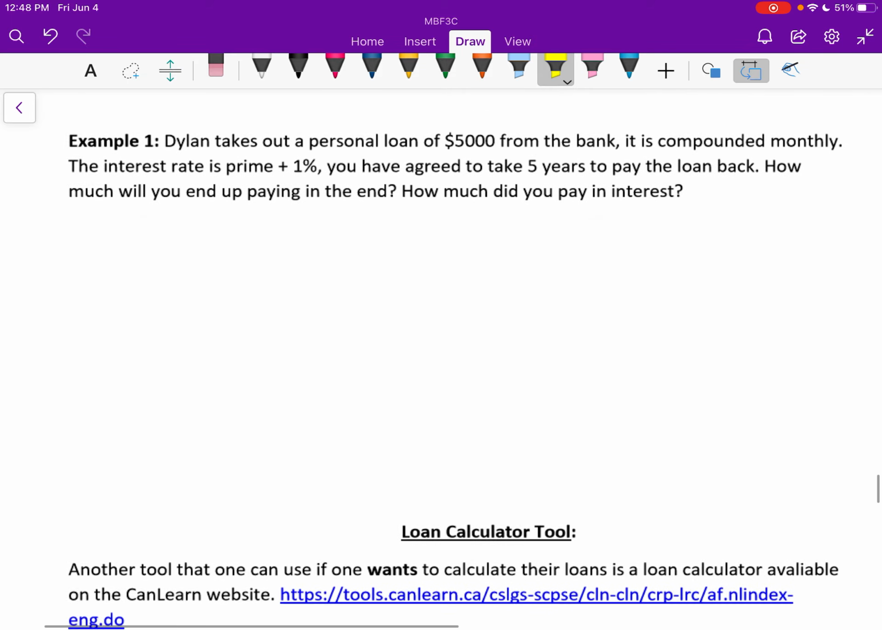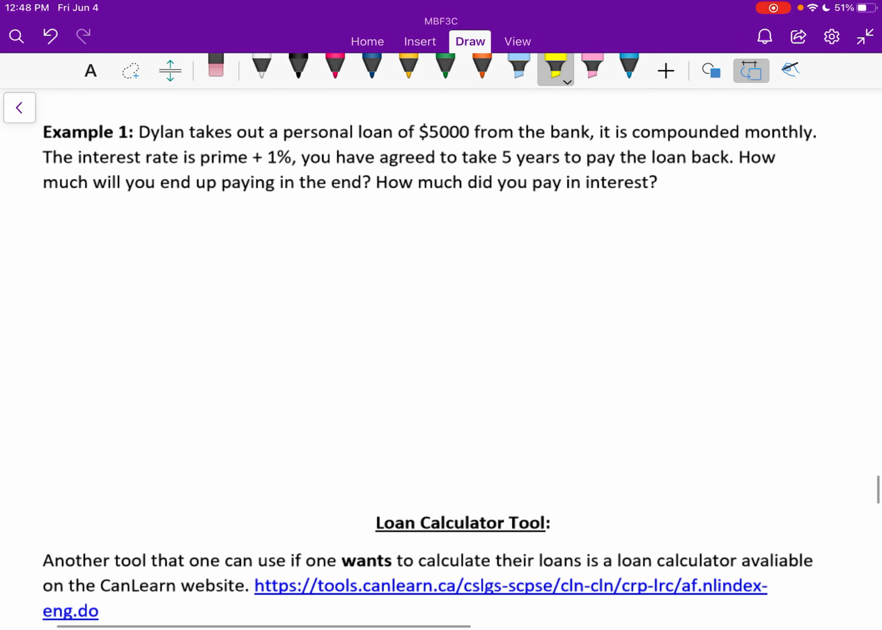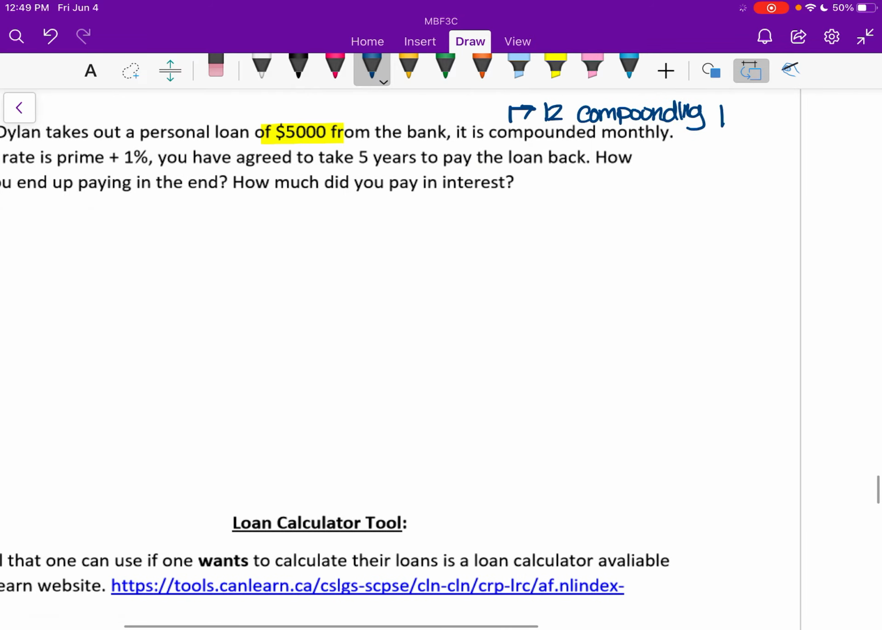So let's do a question together. This says, Dylan takes out a personal loan of $5,000 from the bank. I know right off the bat that my P is going to be 5,000. So just write down what you know. It's compounded monthly. That means that I have 12 compounding periods per year, right? Because there's 12 months in a year.